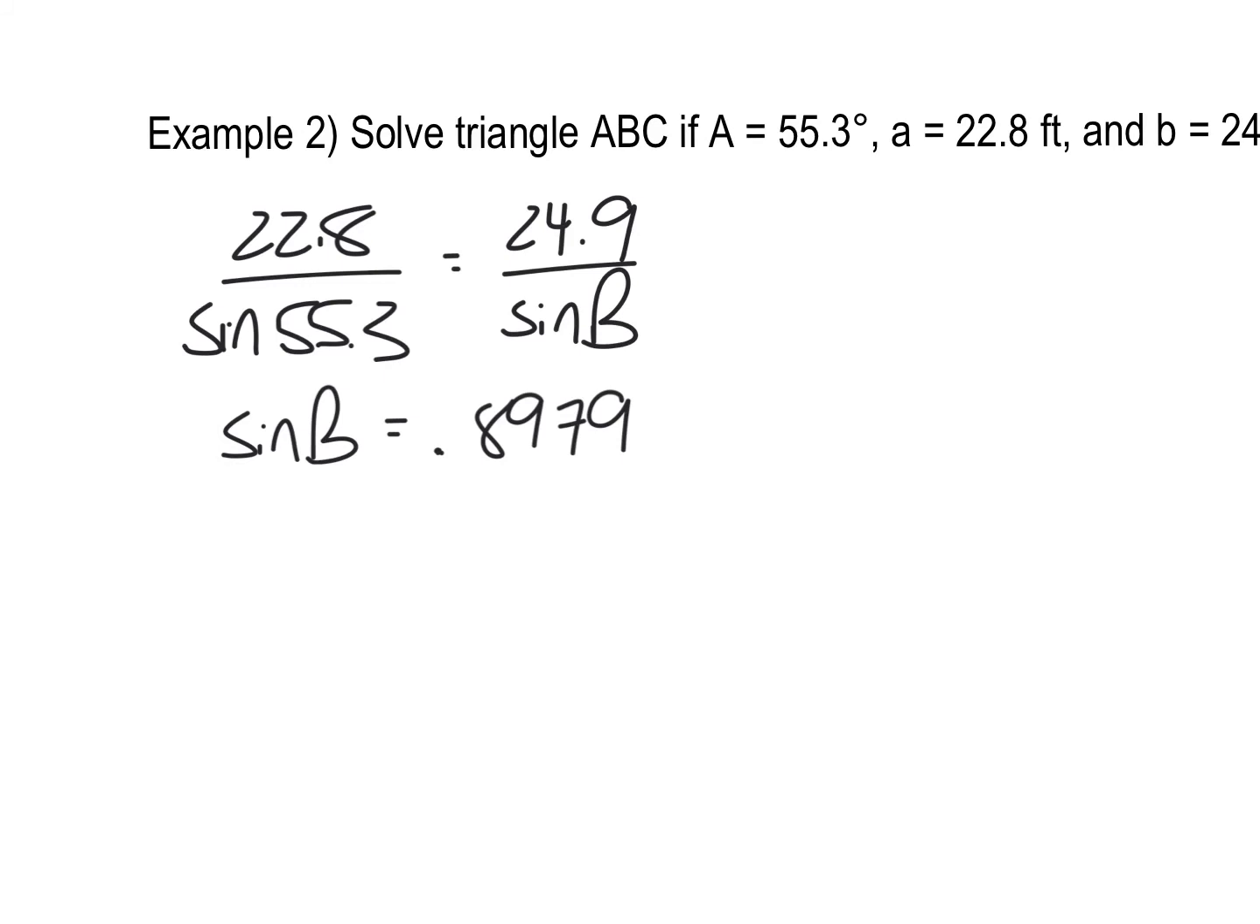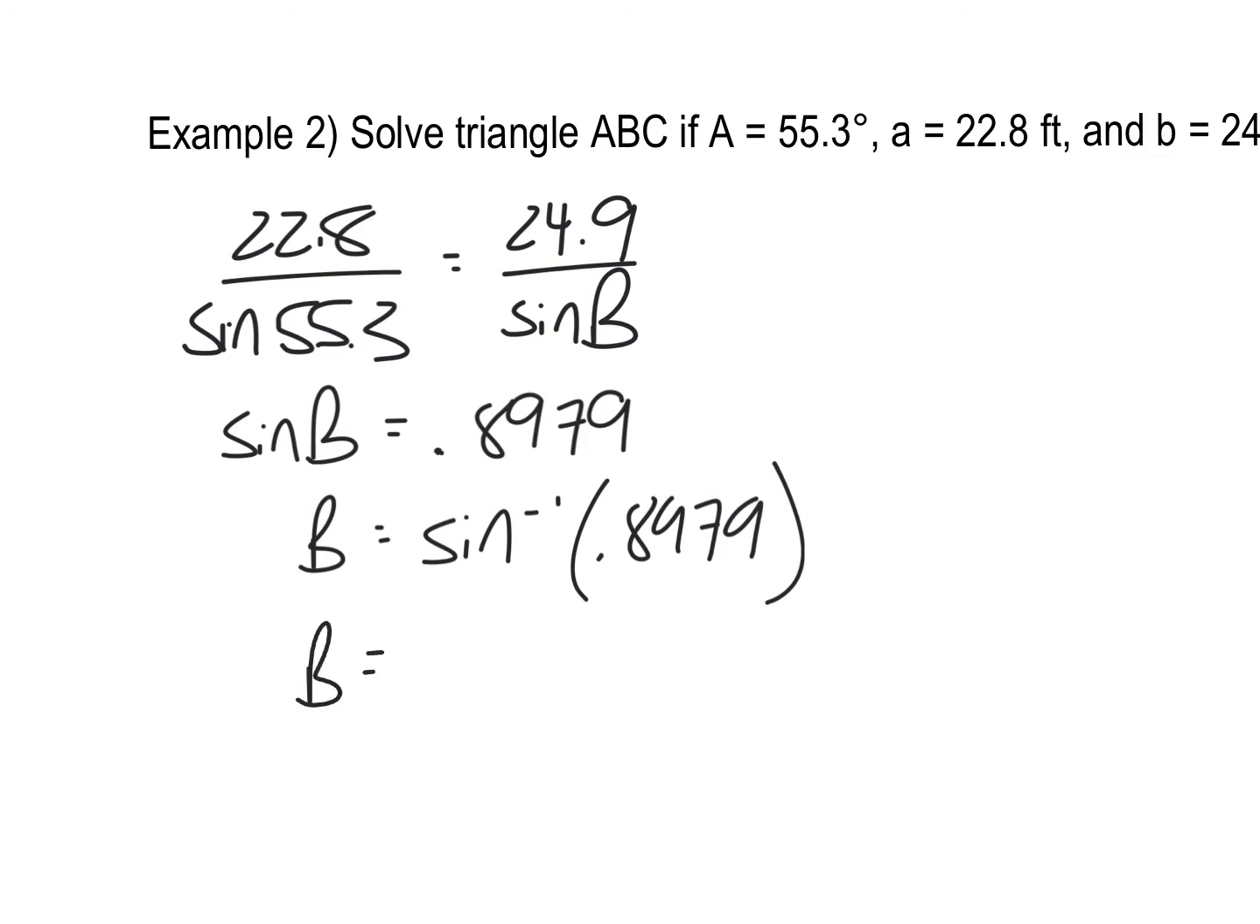Remember how I get this in the calculator: I do B equals sine inverse of 0.8979. And I can do this decimal because it's less than 1. Remember, that's the restriction for sine inverse. And that gives me that angle B equals 63.88. Okay, so I didn't get an error like I did in the first problem, so that means there is at least one triangle here.